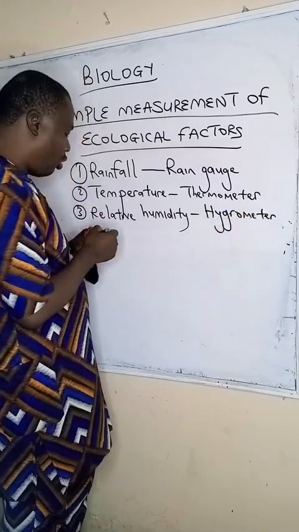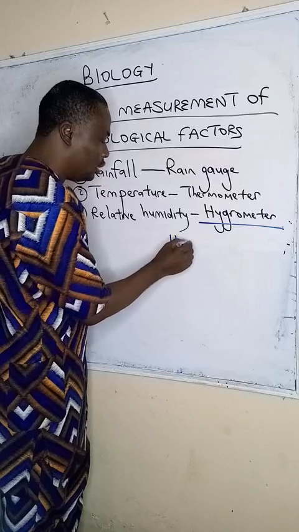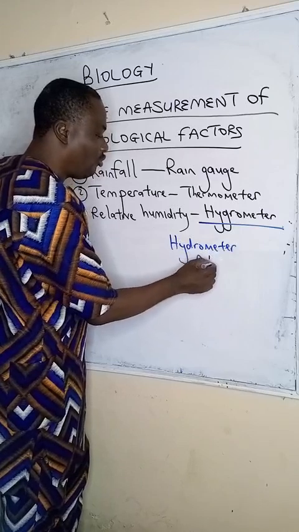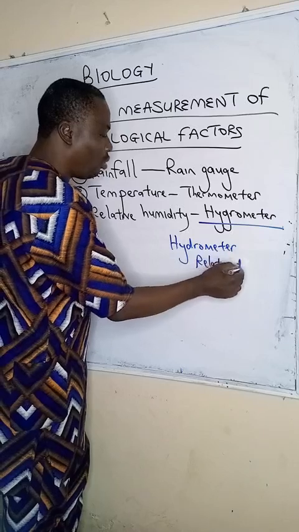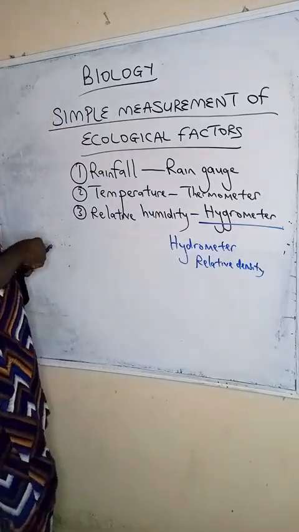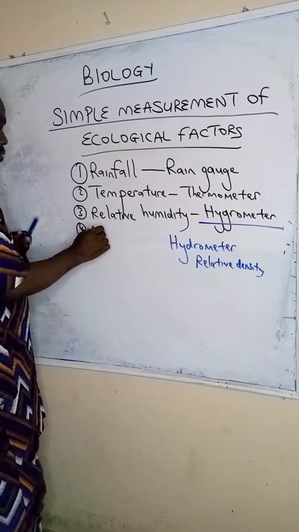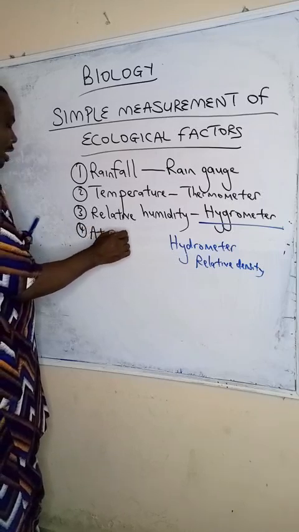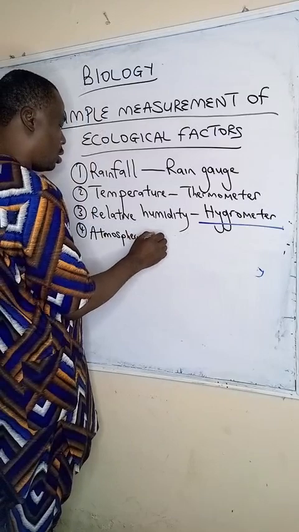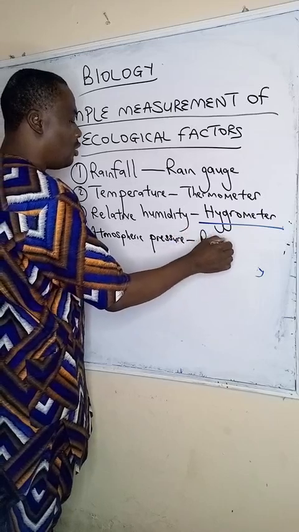Hygrometer. Most students often confuse this hygrometer with the word hydrometer. Hydrometer is used to measure relative density in some subjects like physics. Hydrometer, but for this one it is hygrometer. Then the next one is atmospheric pressure. This is measured by the barometer.